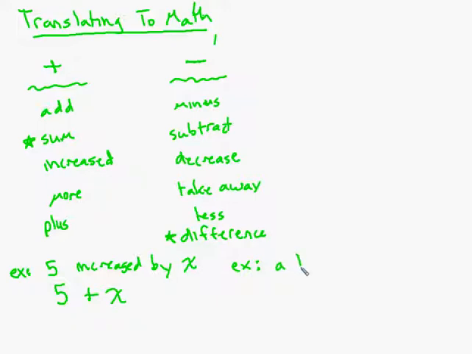So, example, a number minus 5. Oops, I spelled minus wrong. So when we see a number, we should think of a variable, which we'll define in a minute, but we could say n minus 5. We can just use any letter that we want if we see the words a number. So a number minus 5.